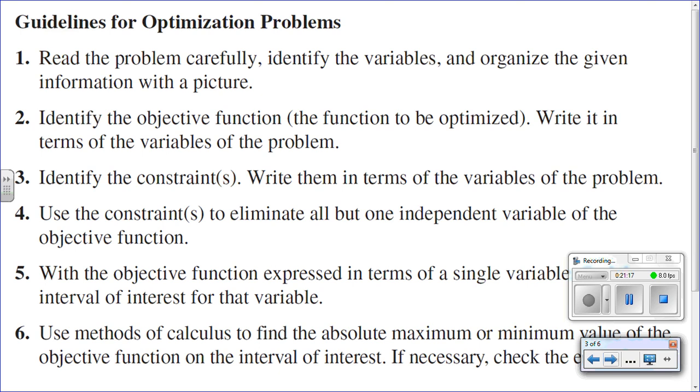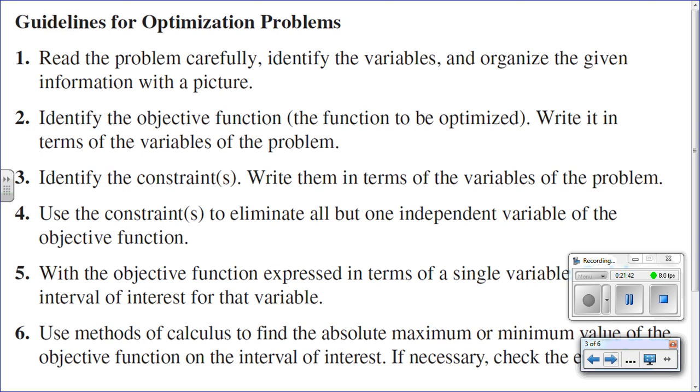Use of constraints to eliminate all but one independent variable of which. Oh, that's when we do the substitution. Sorry, guys. Okay, number 5. So, for example, going back to number 2, that would be when we write the perimeter and the area, like volume. Okay. Number 5. What do you want, Martin?